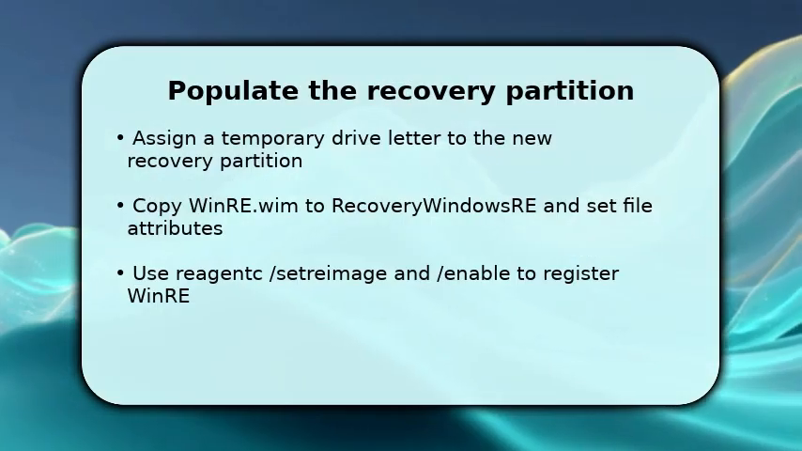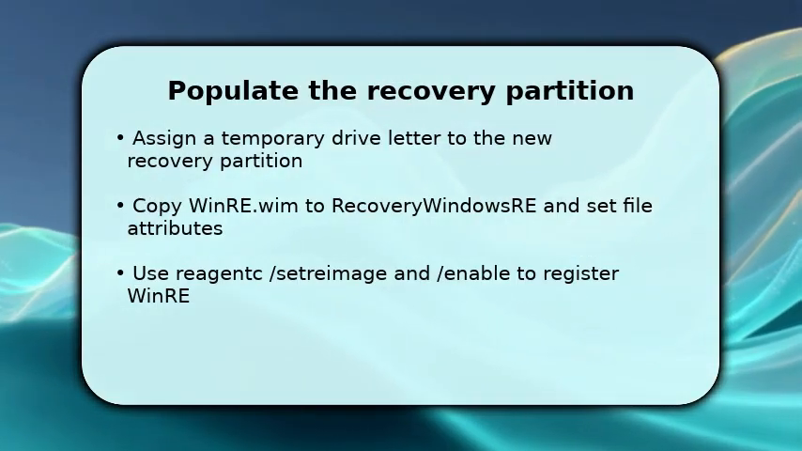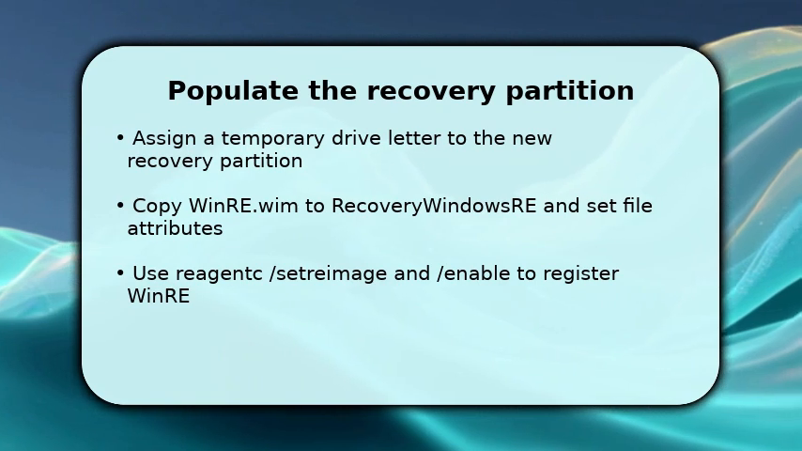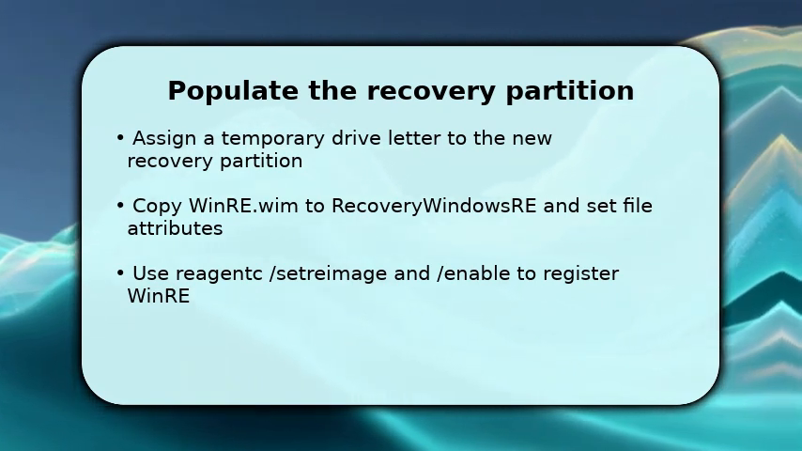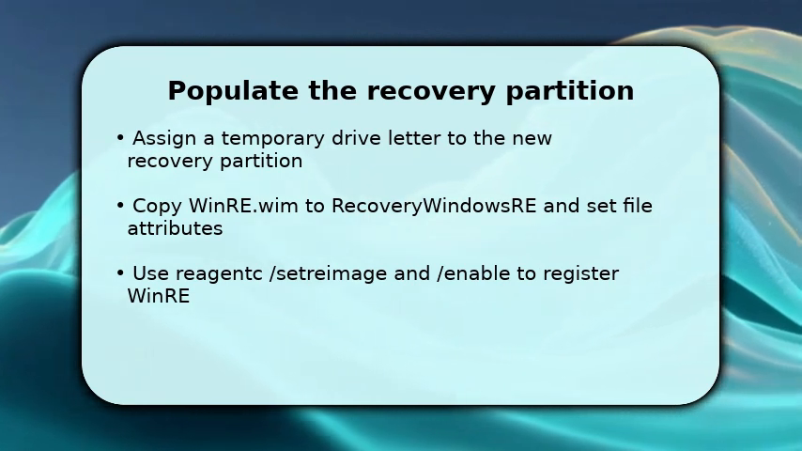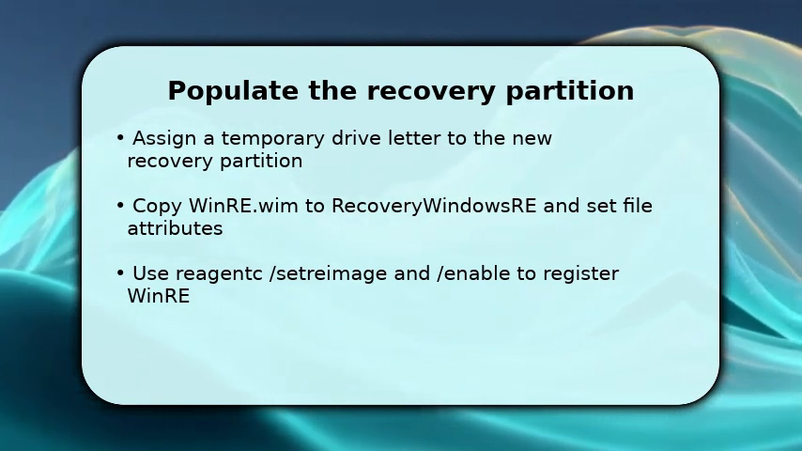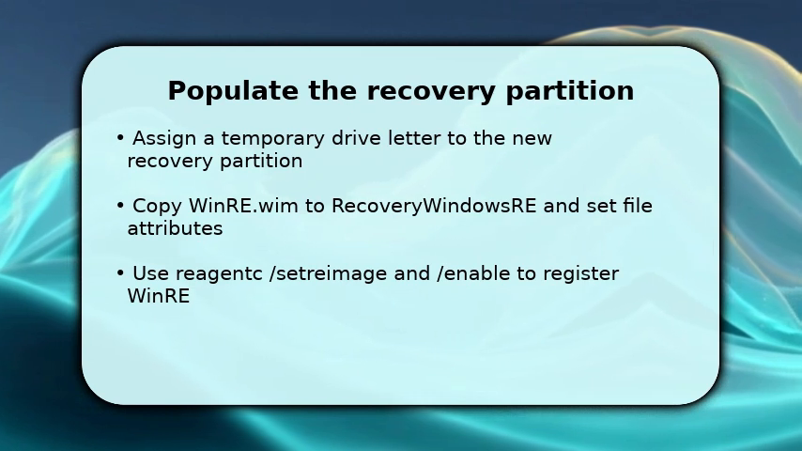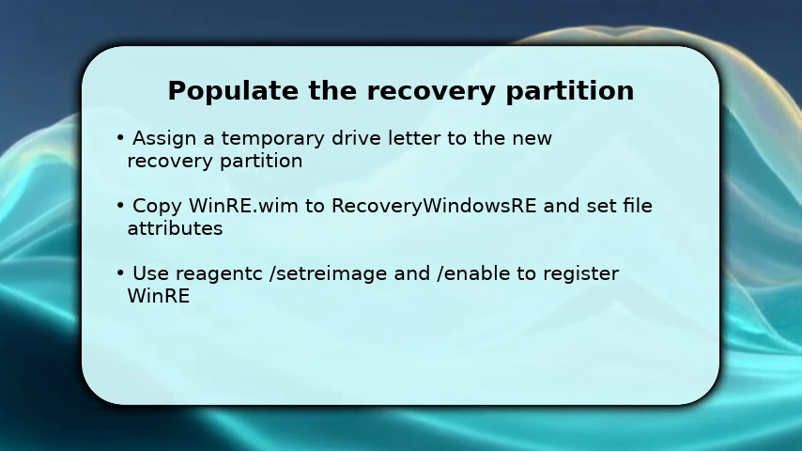Now you populate that new partition. You assign a drive letter, create the recovery/Windows re folders, and copy the WinRE.WIM from the mounted ISO or install.WIM into place. This file provides the actual recovery environment. Make sure permissions and attributes are correct so Windows can read it at boot.